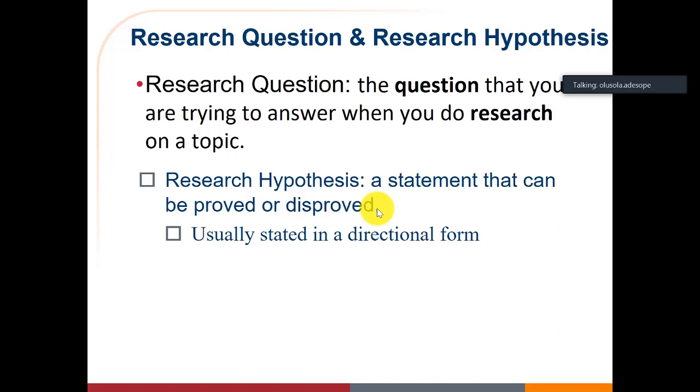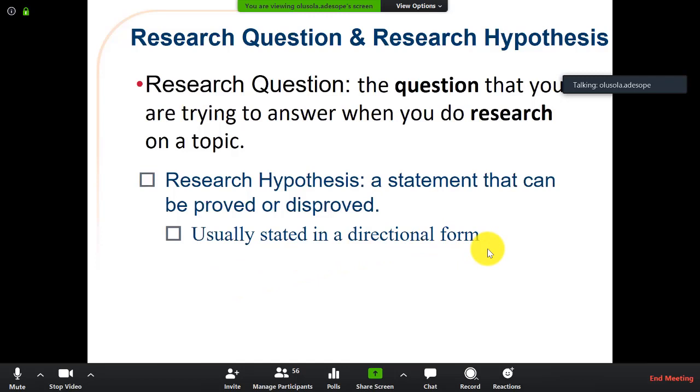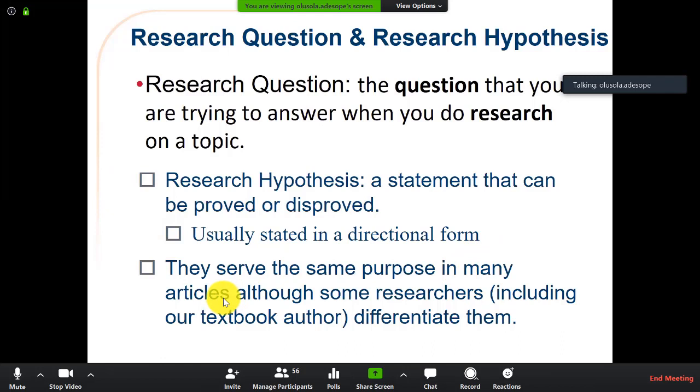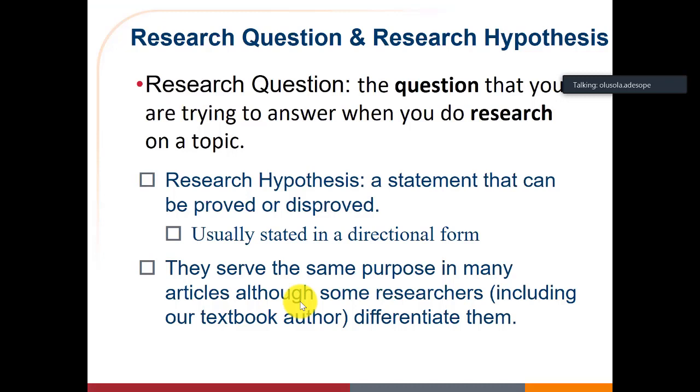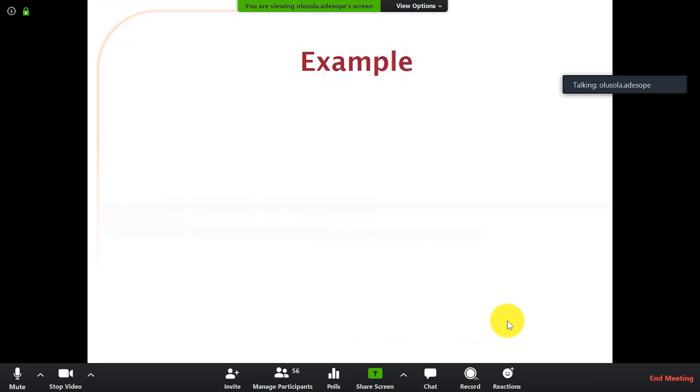And those hypotheses are not just put together without any theoretical grounding. A good hypothesis is seated on a solid theoretical grounding, on a big body of empirical literature, and it's usually stated in a directional form. You can have it now too. They serve the same purposes in many articles, although some researchers, including Nathan Soder, the textbook author that I use, would differentiate them. And we will have examples.